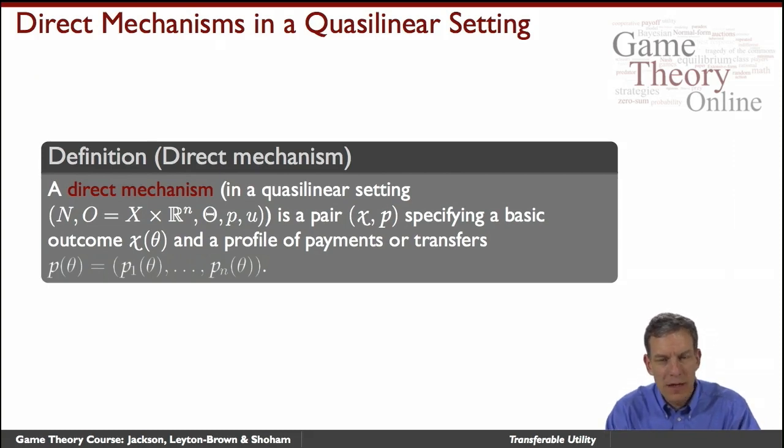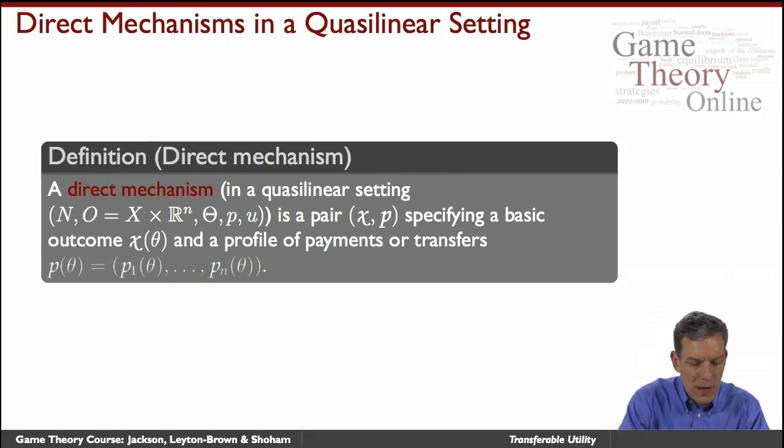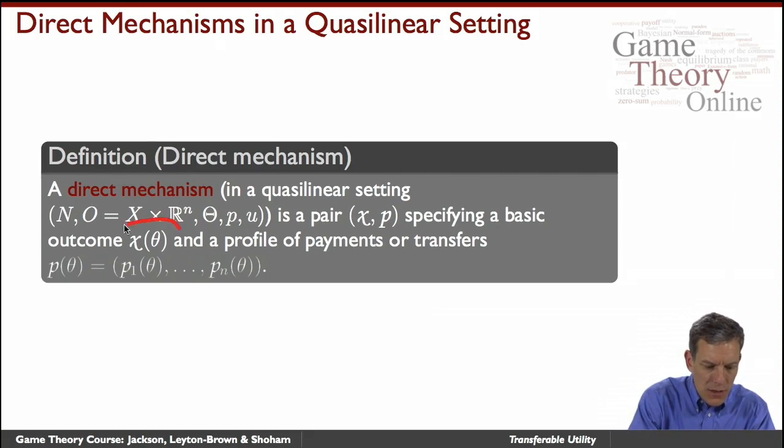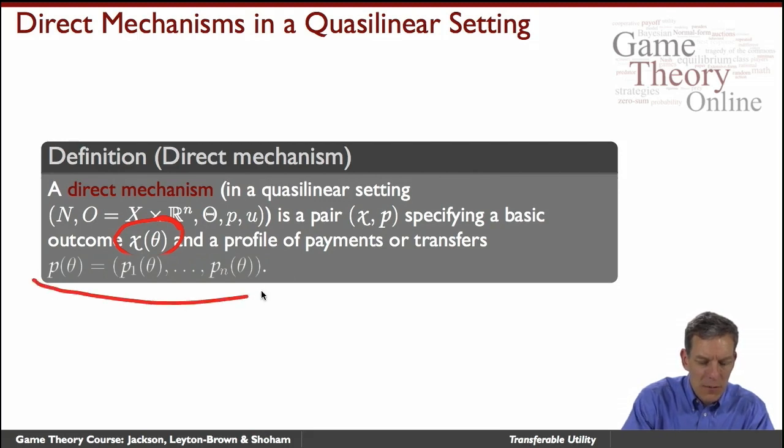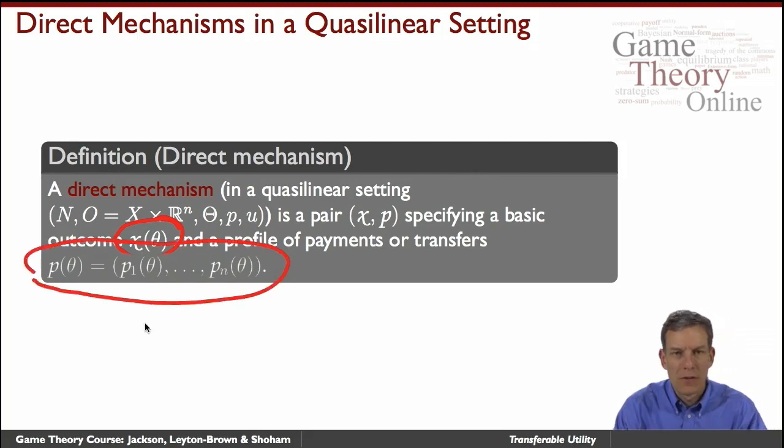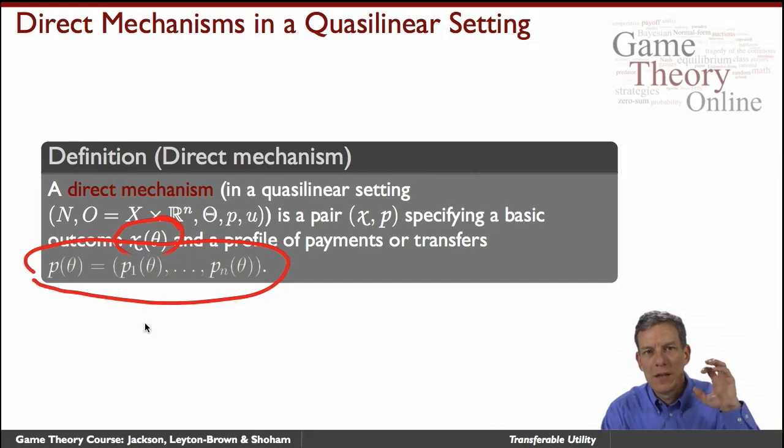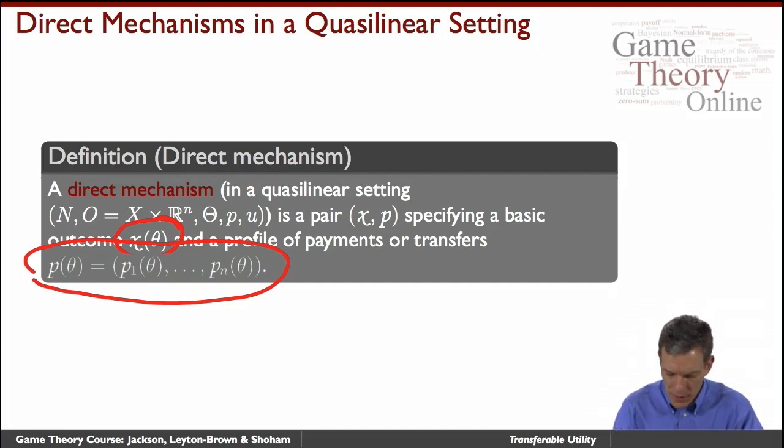And then a direct mechanism in this world is going to be a combination of some choice, some x(θ), which comes out of X, and a payment scheme as a function of the thetas. So now we announce our thetas, and then society spits back at us a public decision, this non-monetary decision, and then a list of transfers or payments that we're each going to make. Okay, so that's a direct mechanism.